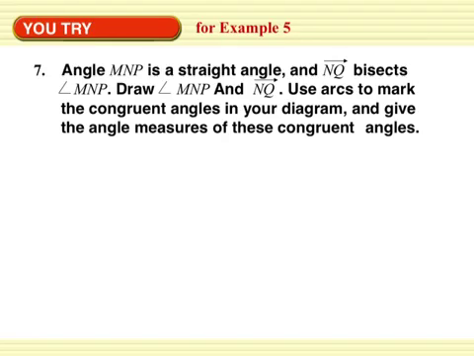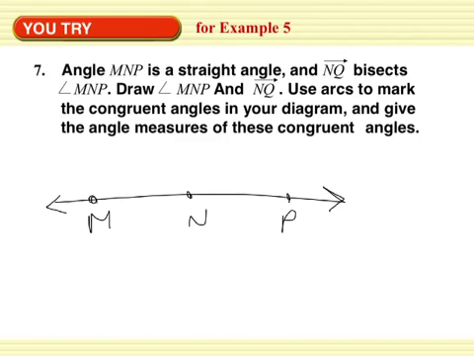Go ahead and try one on your own. Angle MNP is a straight angle. Straight angles are sort of funny. They're lines. M, N, P. Ray NQ bisects angle MNP. I'm going to say that's a right angle, because if it bisects a straight angle, that means it cuts it in half. 180 divided by 2 is 90.